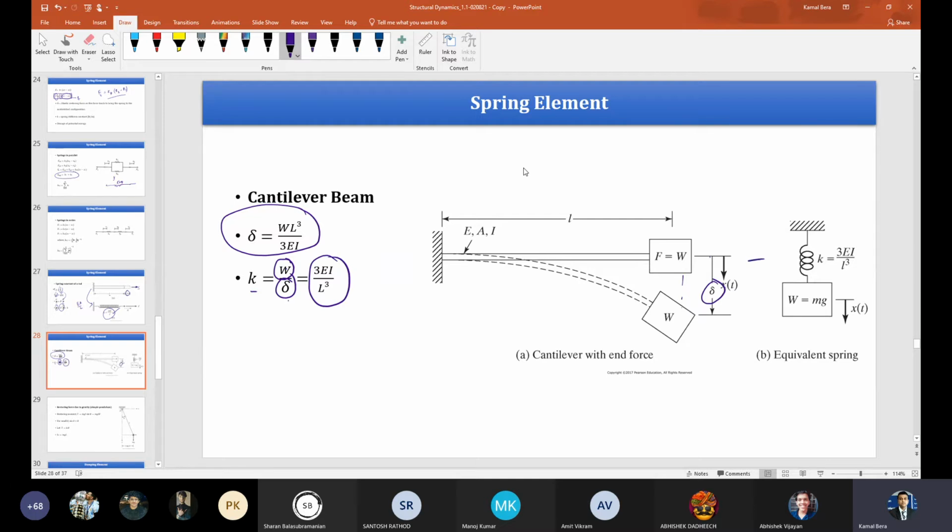If I want to represent this as a single degree of freedom equivalent spring-mass system, I can call this my spring, this is the weight hanging, and this is the equivalent spring stiffness.